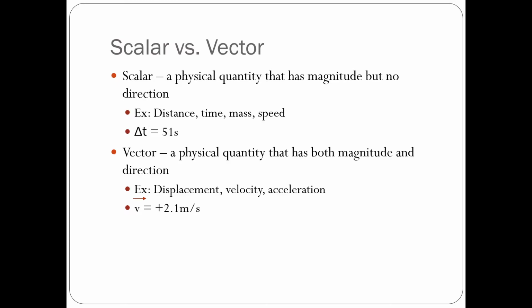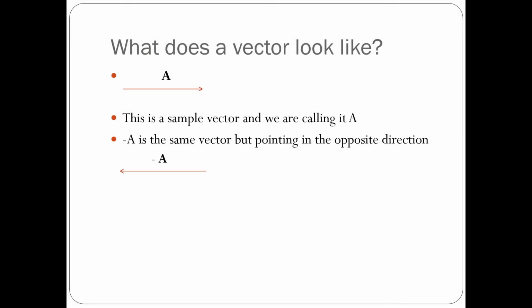A vector is a physical quantity that has both magnitude and direction. Vector quantities we have dealt with include displacement, velocity, and acceleration. For example, velocity equals positive 2.1 meters per second. Besides the positive and negative sign, there are other ways to express direction, such as north, east, forward, up, and right. Also, if the quantity is a vector, it has an arrow over the variable to indicate it as such. The arrow over the variable always faces right and does not change based off the direction of the answer.